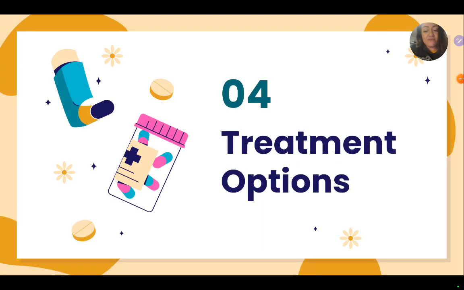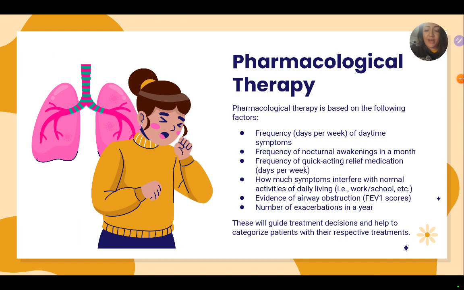Next, we'll go over treatment options for people living with asthma. As I said before, both the NAEPP and the GINA recommend starting with a determination of asthma severity to help guide initial therapy. In order to do this, you must determine several things: the frequency in days per week of daytime symptoms, the frequency of nocturnal awakenings in a month, the frequency of quick-acting relief medication use, how many days per week they're having to use it, how much their symptoms interfere with normal activities of daily living, so like work and school, evidence of airway obstruction via their FEV1 scores, and number of exacerbations in a year.